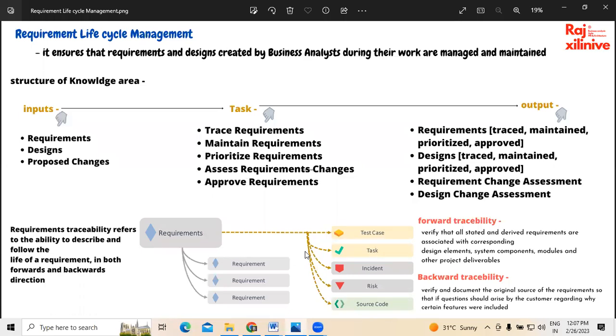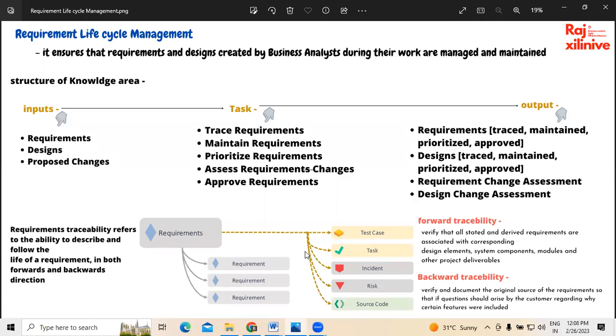So when you are working on requirement lifecycle management, the very first thing we have to do is trace the requirements. Tracing the requirements is what we have to do. Now, what is meant by tracing of requirements, and why do we need to trace requirements, and for what reason? Normally, this tracing of requirements is majorly useful for two different people.